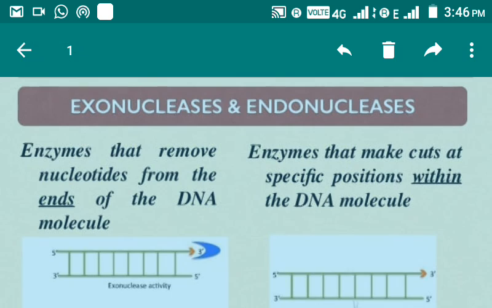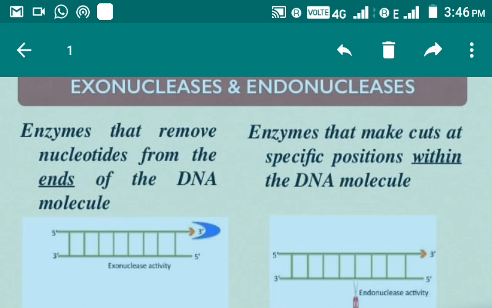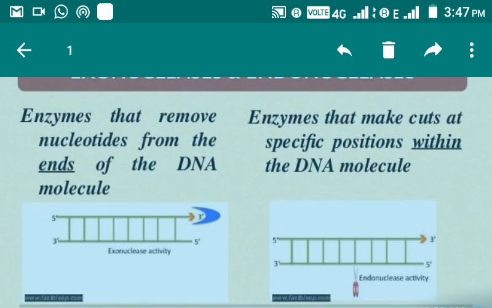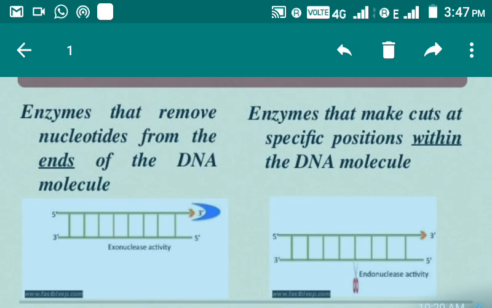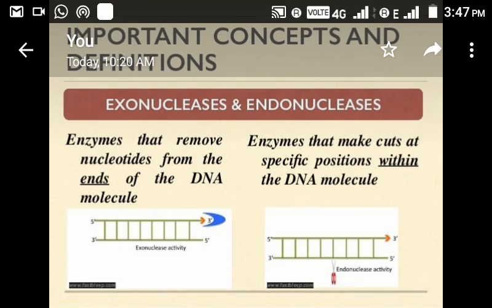As you can see in the diagram, from any end, since DNA has two different ends, it can be from either end. But endonuclease restriction enzymes cut DNA from a specific site within the DNA molecule. As you can see, there is a symbol of scissors which cuts inside the fragment. So in this way, these are the two restriction enzymes which are being used in biotechnology.